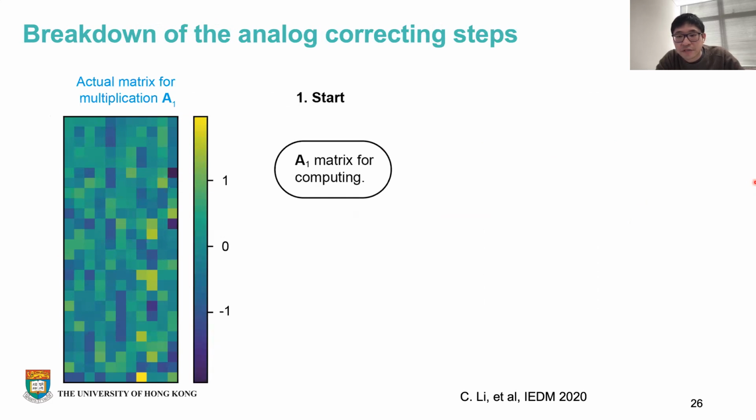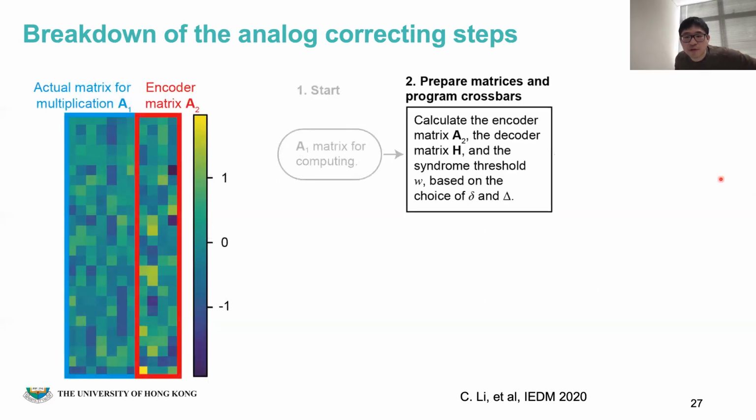This is an actual example to show how our scheme works. What's on the left is a matrix for multiplication, which we denote as W1. And before multiplying any vectors, we add additional columns that form an encoder matrix to generate the redundant output at the same time.